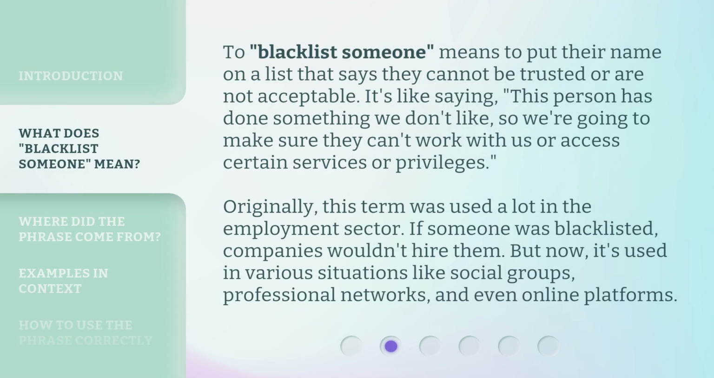To blacklist someone means to put their name on a list that says they cannot be trusted or are not acceptable. It's like saying, this person has done something we don't like, so we're going to make sure they can't work with us or access certain services or privileges. Originally, this term was used a lot in the employment sector. If someone was blacklisted, companies wouldn't hire them. But now, it's used in various situations like social groups, professional networks, and even online platforms.